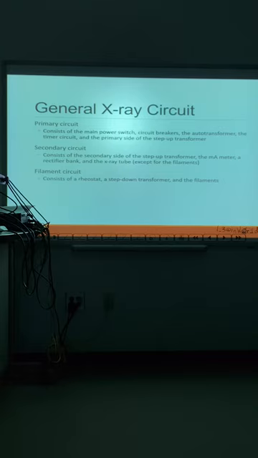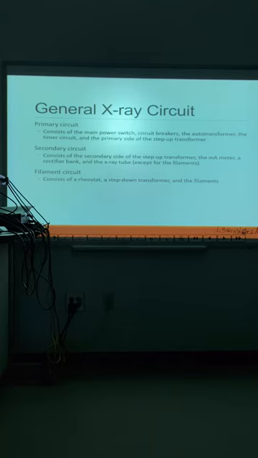The secondary circuit consists of the secondary side of the step-up transformer. So part of it's in the primary, part of it's in the secondary. The mA meter, rectifier bank, and the X-ray tube. All parts except for the filaments. The filament circuit consists of the rheostat, the step-down transformer, and the filament.